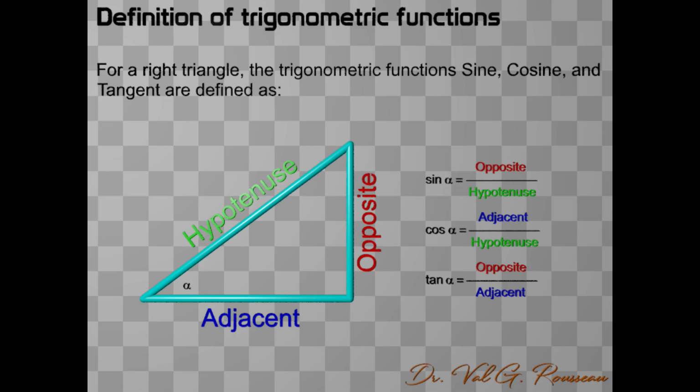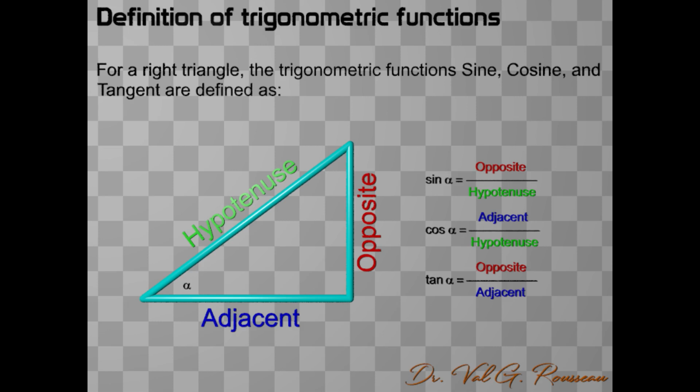Before we start, note that the present definitions imply that alpha is an acute angle, meaning that it is less than 90 degrees. Indeed, for any triangle, the sum of the three angles must be equal to 180 degrees. Since a right triangle has a 90-degree angle, alpha must necessarily be less than 90 degrees. However, in the following, we are going to see how these definitions can be extended to any angle.